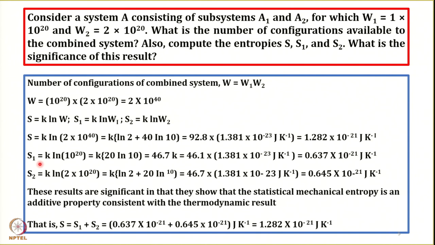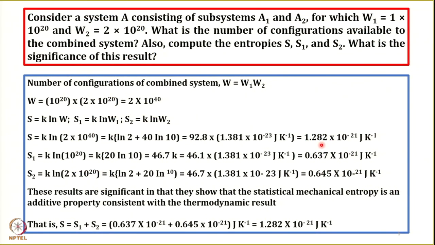Now let us do it for S1. Same approach. K log W1, W1 is 1 into 10 raised to the power 20. So you put 10 raised to the power 20 and then you solve it. By solving, the answer comes out to 0.637 into 10 raised to the power minus 21. Do the same for subsystem 2. For that, use the weight given for subsystem 2, 2 into 10 raised to the power 20. And then you calculate this, eventually the result comes to 0.645 into 10 raised to the power minus 21 joules per Kelvin. What is interesting in this result?